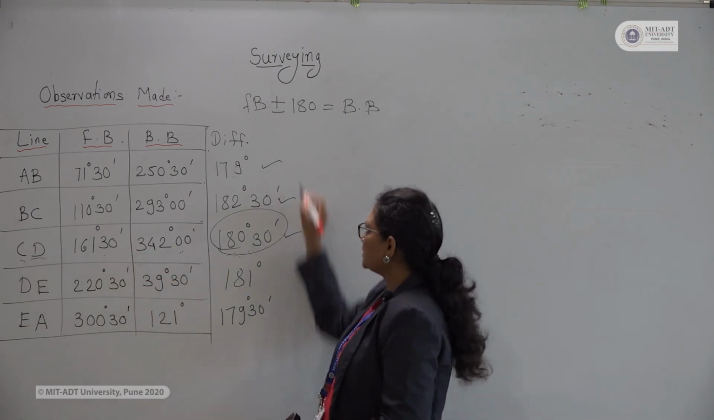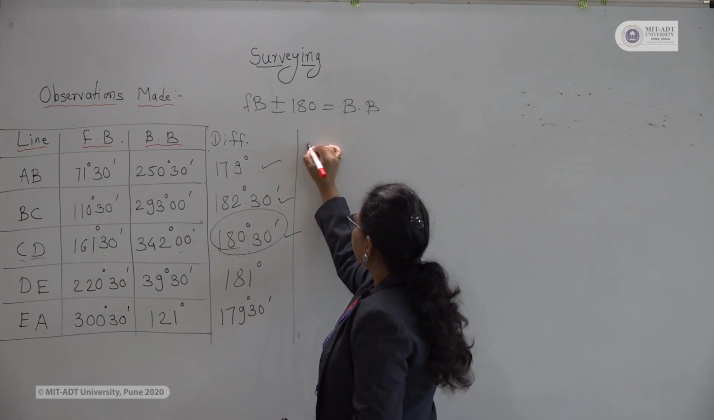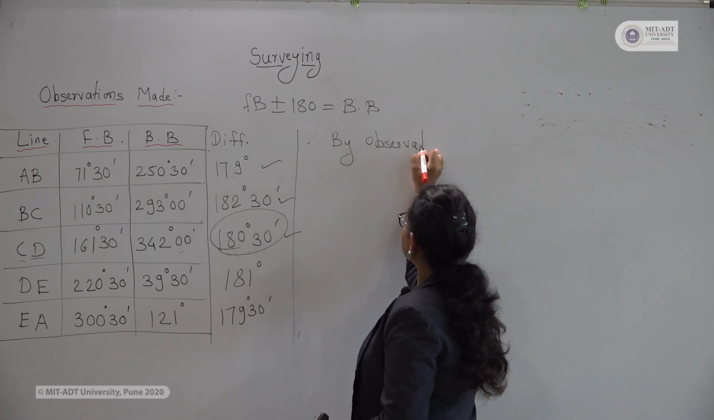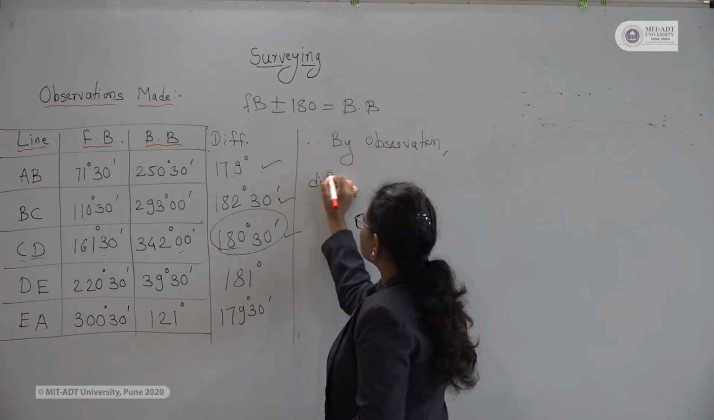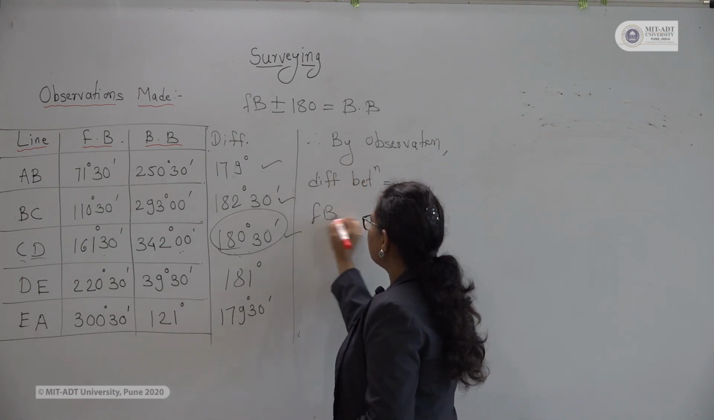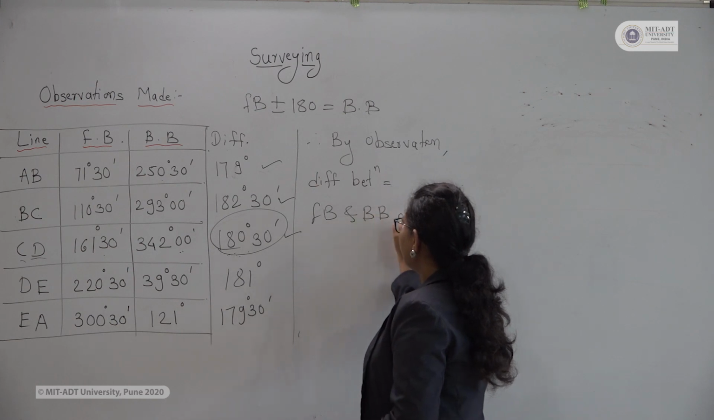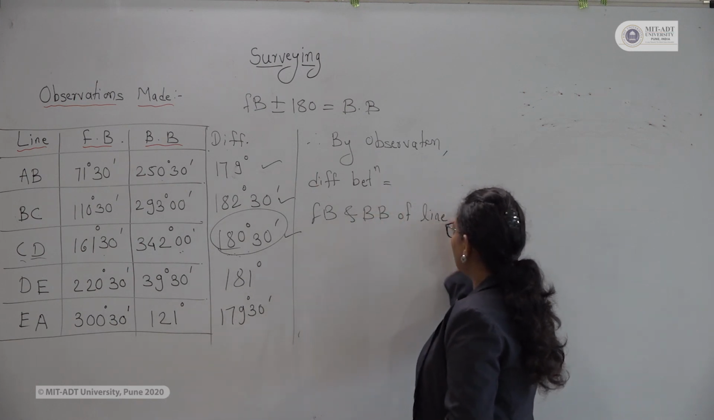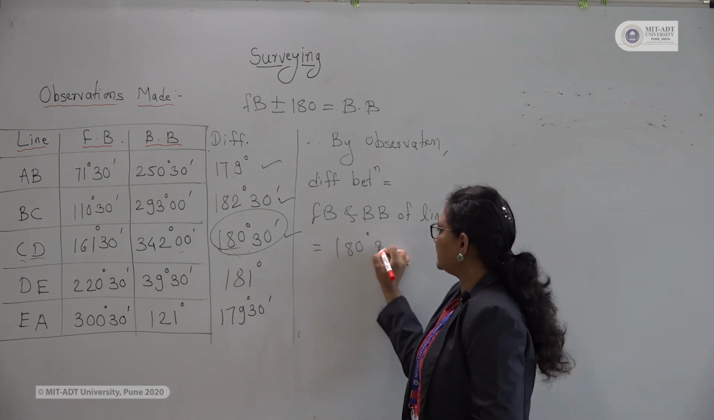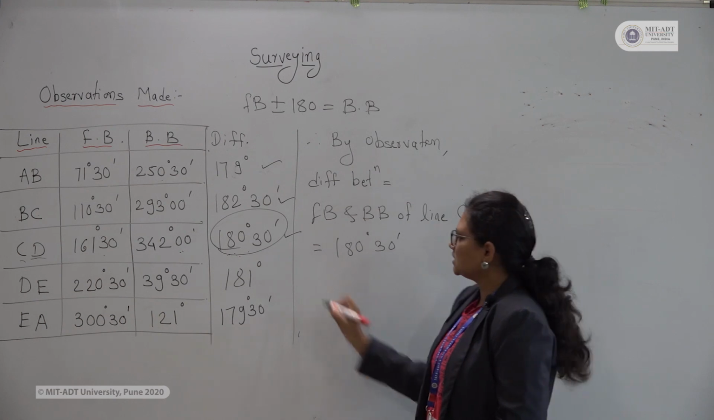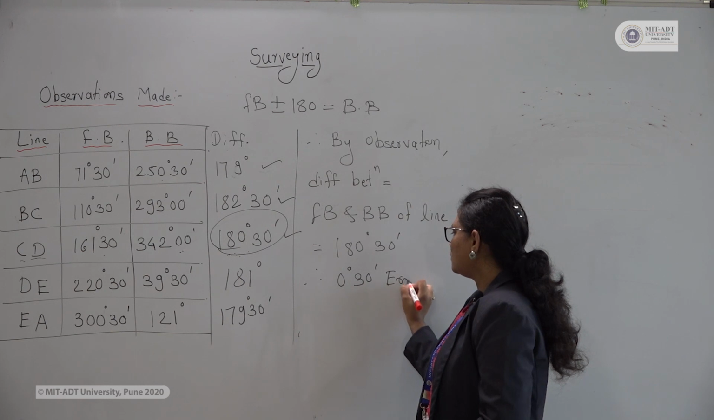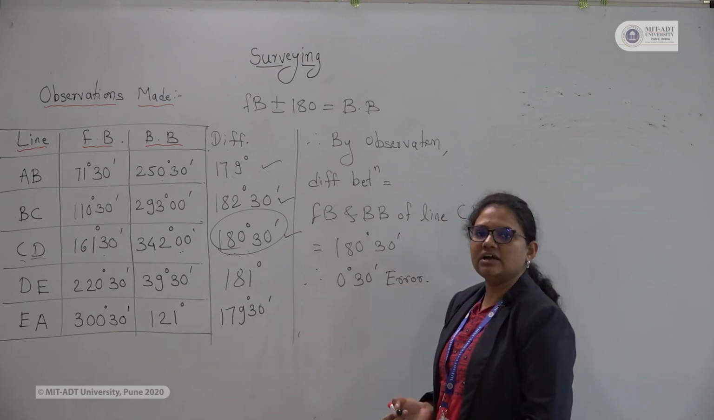So, simply you have to write down that, therefore, by observation, the difference between the fore bearing and back bearing of line CD is equal to 180 degrees 30 minutes. Therefore, we can say that we have an error of 0 degrees 30 minutes.